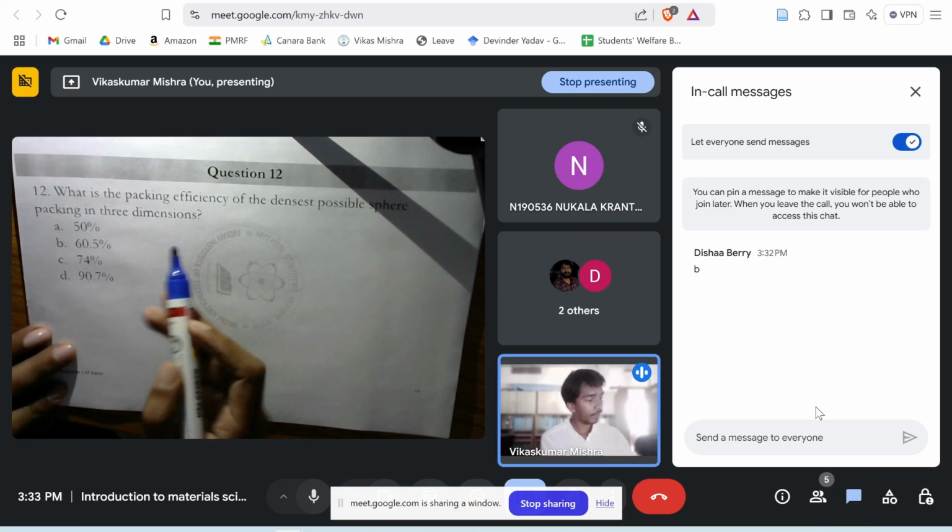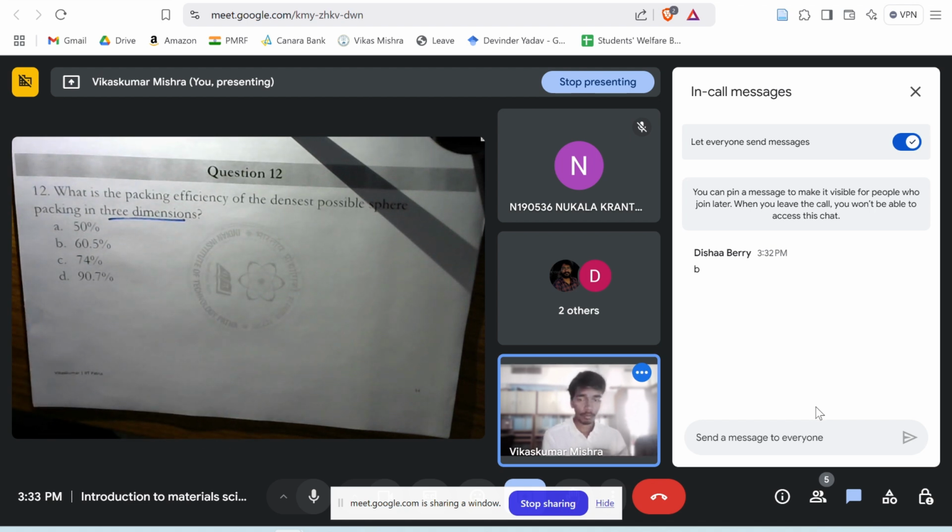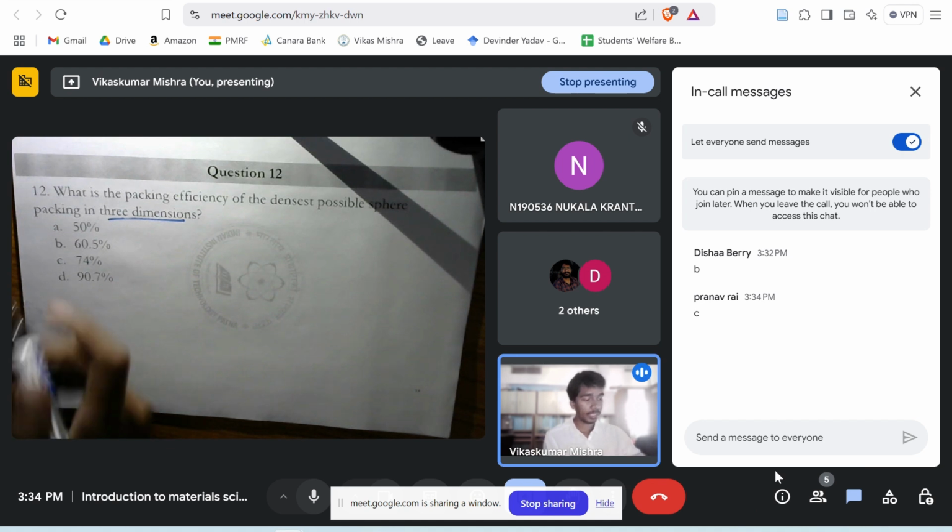What is the packing efficiency of the densest possible sphere packing in 3D? In 3 dimensions, what is the maximum packing fraction I can get among these A, B, C, and D? What do you think? Disha, Nakul, anyone? What is the maximum? Yeah, that's right. 74% is the right answer.